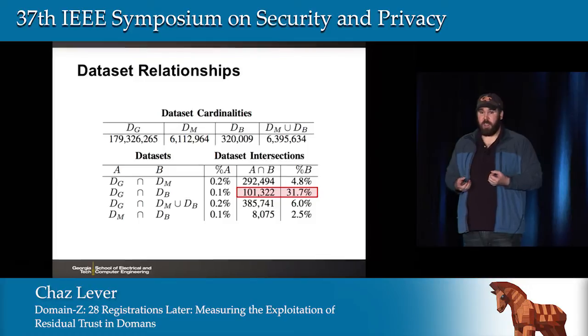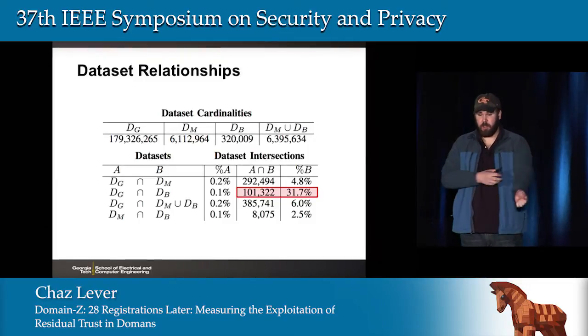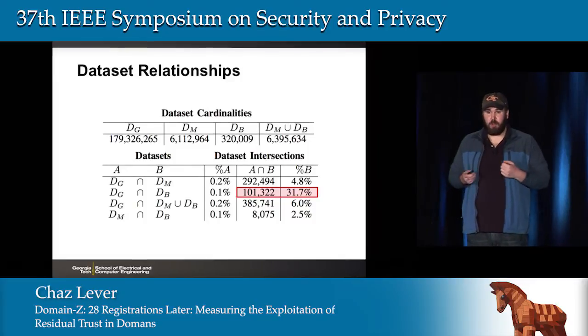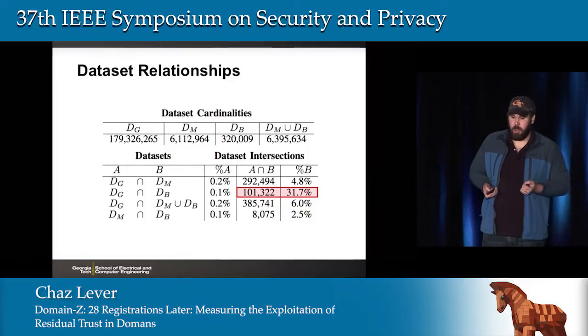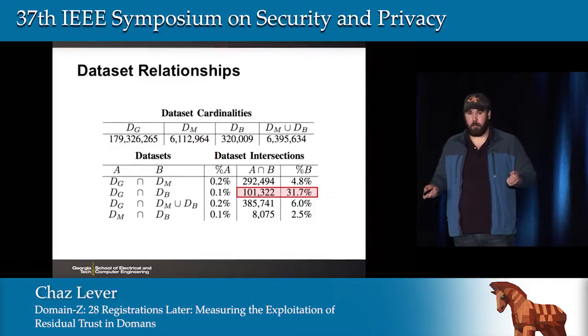Additionally, when we looked at the intersection between the blacklists and the expired domain list, we saw that there were about 100,000 unique expired domains in this data set, and that this was about almost a third of all public blacklist domains had expired at some point in time.